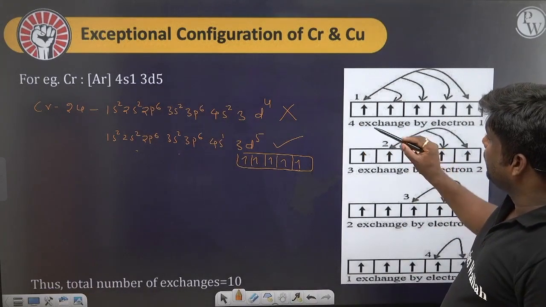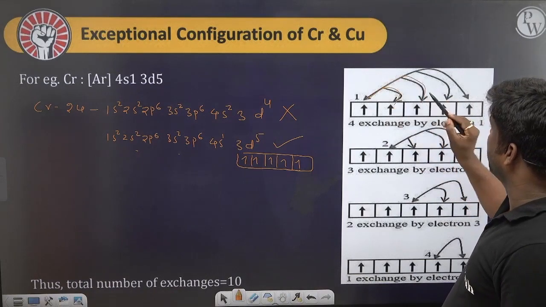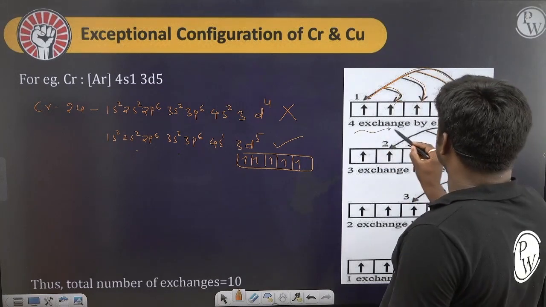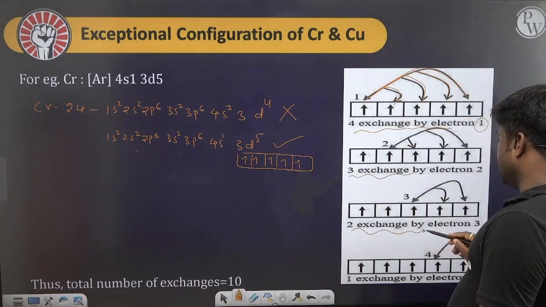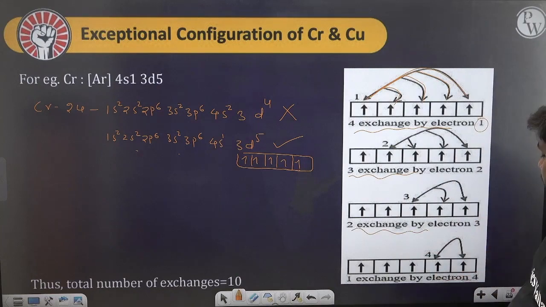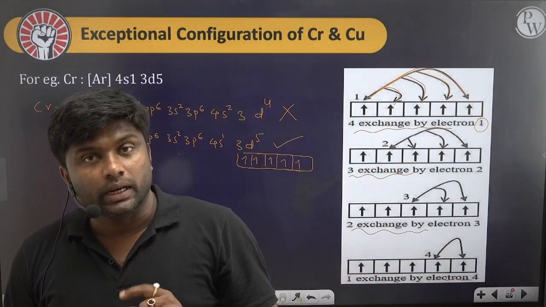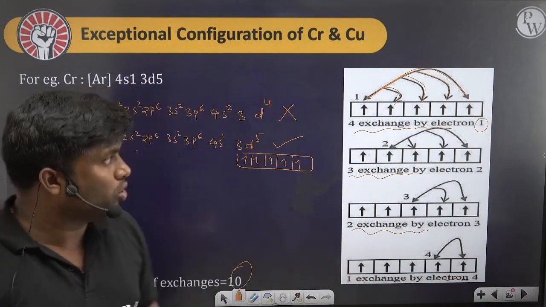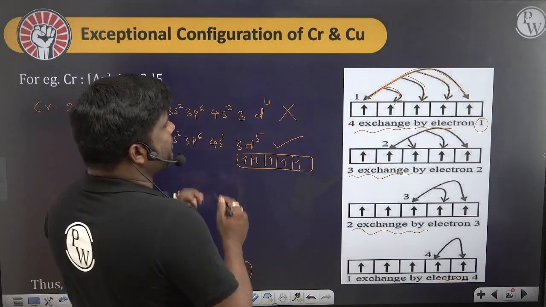And the number of exchanges will also increase. This electron will go here, this electron will go here, this electron will go here, and this electron will go here. These are 4 exchanges by the first electron, the second electron can exchange 3, the third electron can exchange 2, the fourth electron can exchange 1. Total how many exchanges are possible? 10 exchanges. As the number of exchanges is more, exchange energy is more. If electron exchange energy is more, then it has more stability. So this configuration has more stability.